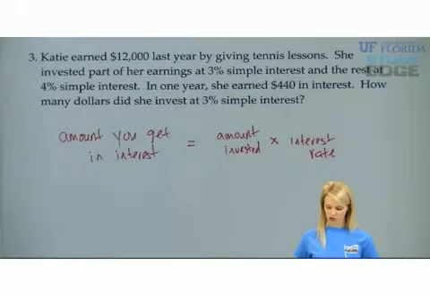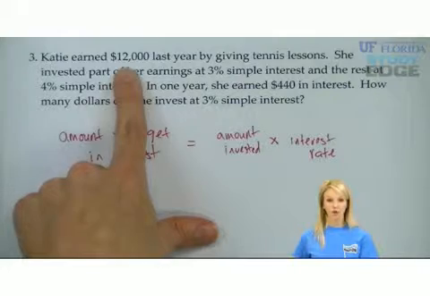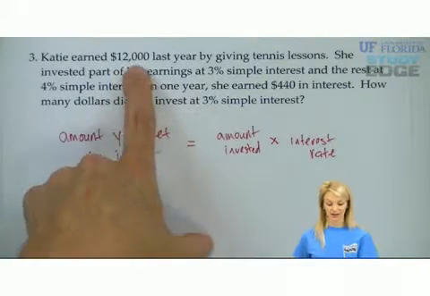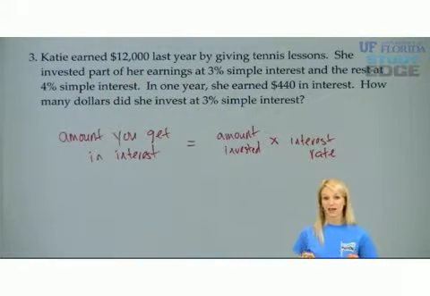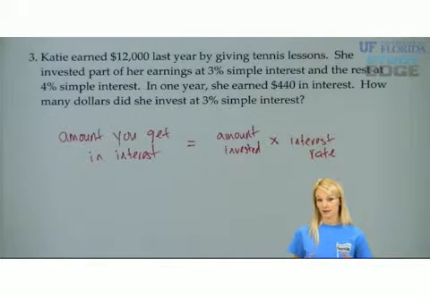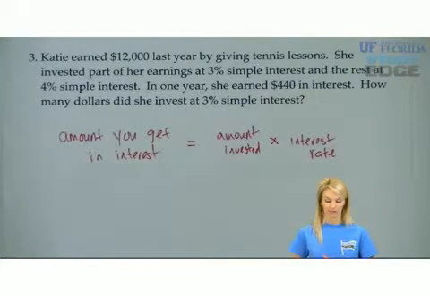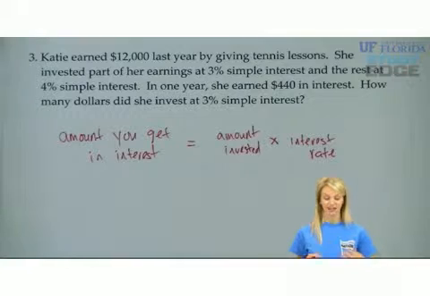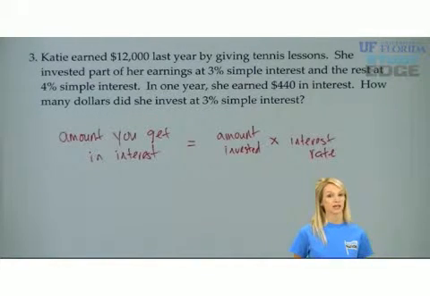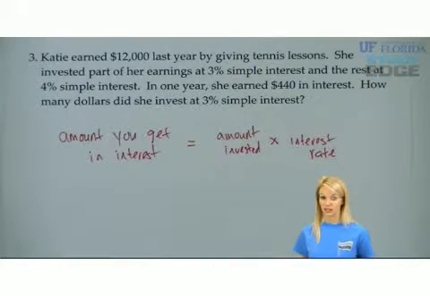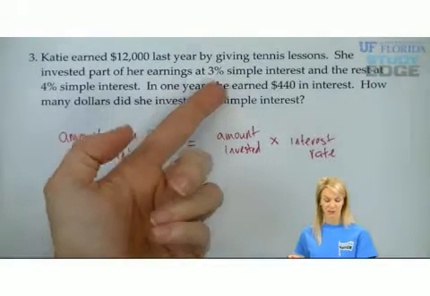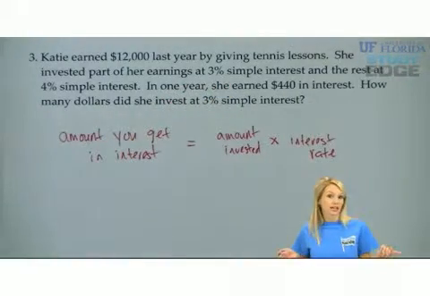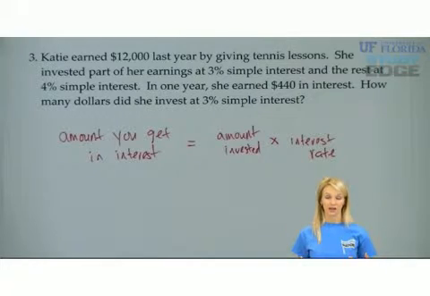So let's see what this question is giving us. We know that Katie earned $12,000, so she has $12,000 that she's going to invest. Some of it she's investing at 3% interest. Some of it she's investing at 4% interest. Now, why she would invest in lower interest, but she is. So out of that $12,000, some of it is invested at 3% and some of it is invested at 4%.